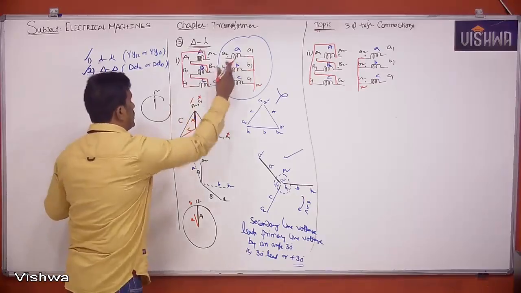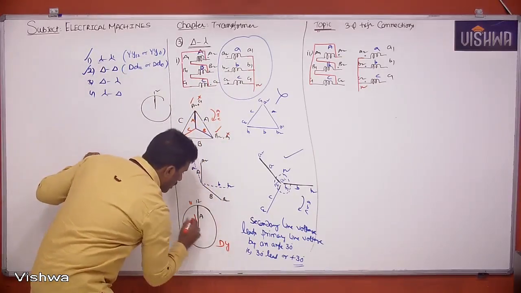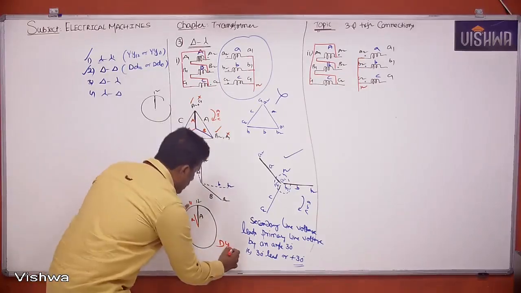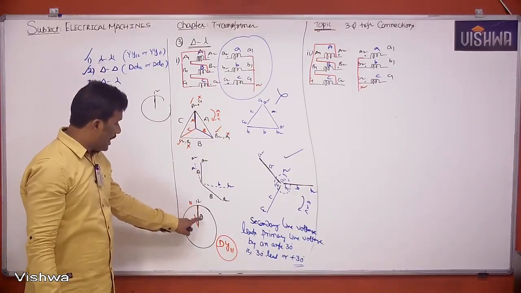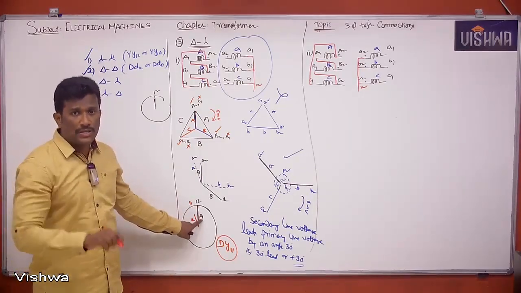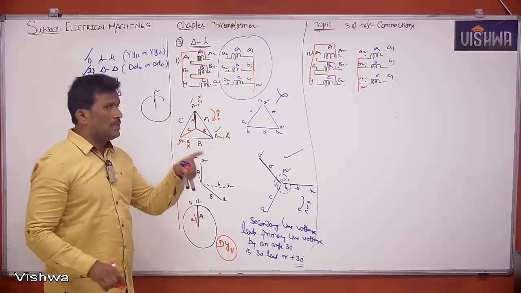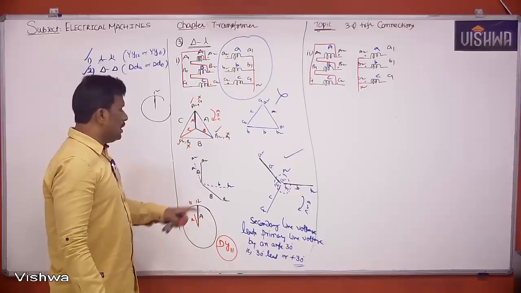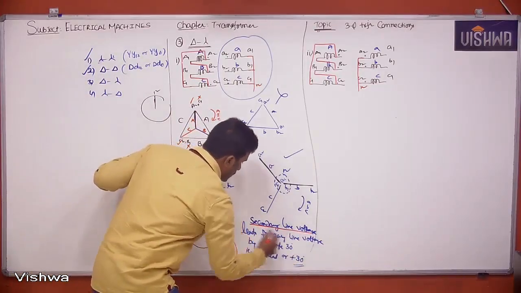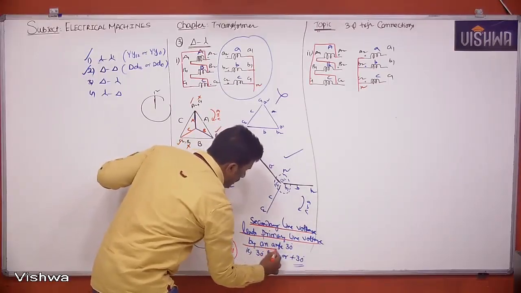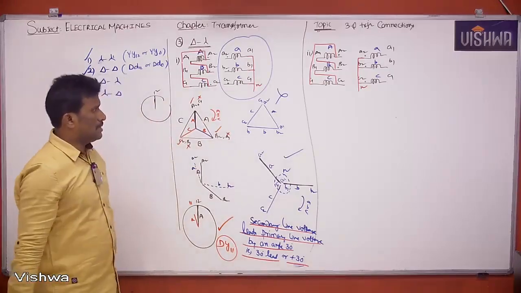So the answer: delta is capital D, the second is star, small y. Dy11, okay, Dy11 is the angle here. That means 12 is the reference for us, capital A is the reference, the primary line voltage is the reference. When compared to the primary line voltage, the secondary line voltage is leading by an angle of how much? 30 degrees. What is the angle between 12 and 11? 30 degrees. That's why I said Dy11, or the secondary line voltage leads the primary line voltage by an angle of 30 degrees, or plus 30 degrees lead is the answer.